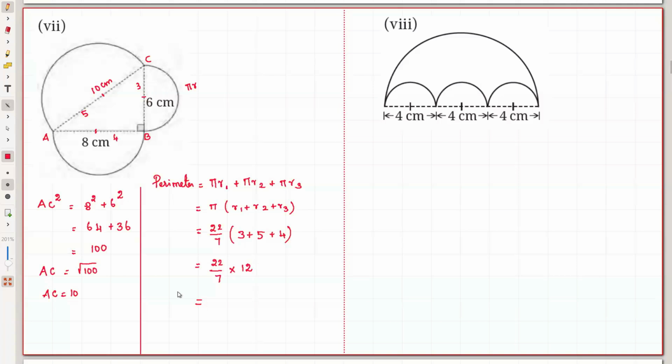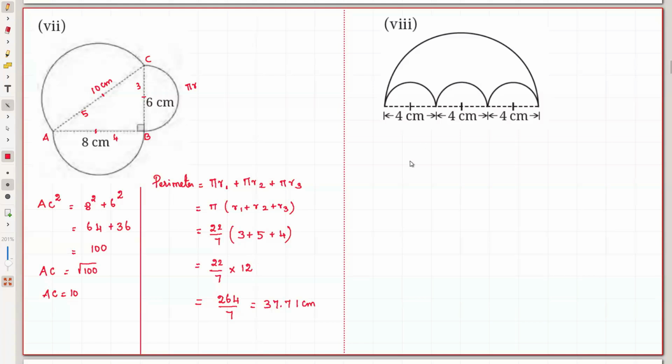So 12 into 22 is 264. 264 divided by 7. Either you can keep the answer as a fraction itself, or we can just divide. If you divide it, you will get 37.71 centimeter. This is how we can do it.